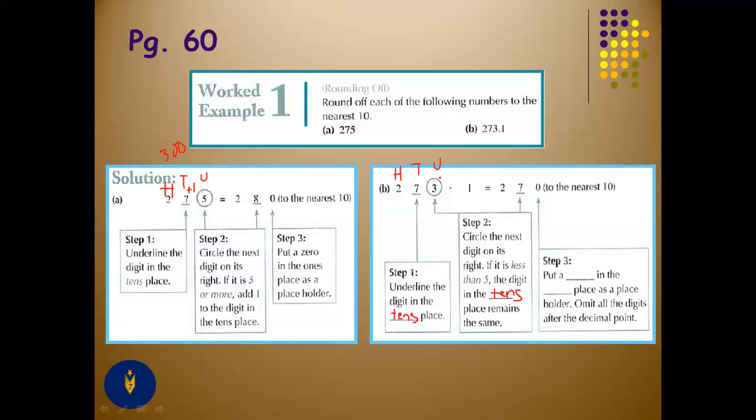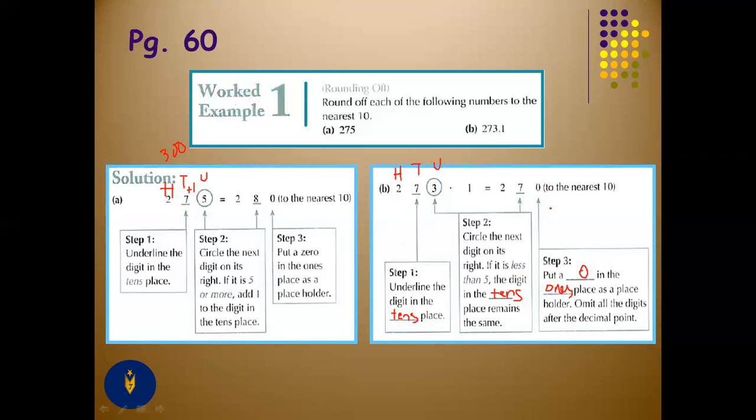ठीक है, if the circle digit in tens place is less than 5, then we will do nothing with the digit in tens place. It would remain the same. Okay, now step 3 क्या होगा? Put a dash in the dash place. Put a 0 in the ones place, or you can say unit place, as a placeholder. Omit all the digits after the decimal point. So it means that the answer would be 270.